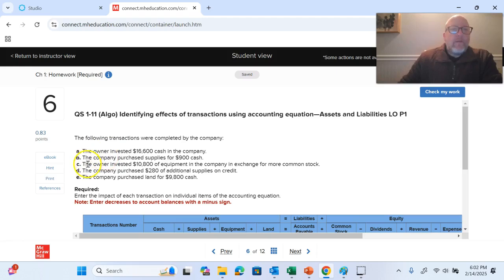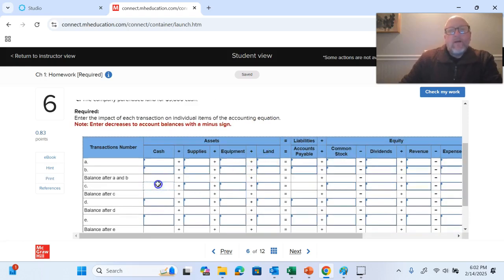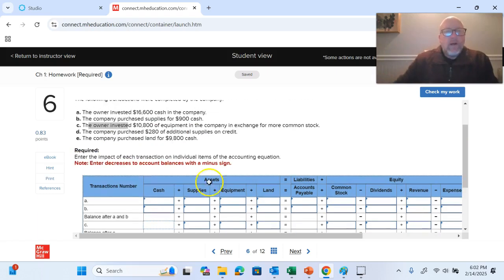The company, or C, the owner invested 10,800 of equipment in the company in exchange for common stock. So it's not always the case that we would contribute cash to the business. We could also contribute other things of value, and in this instance, we're contributing equipment. So I think I would just say it's 10,800 in equipment, and then in exchange, we would get 10,800 worth of common stock, or that would be our capital.